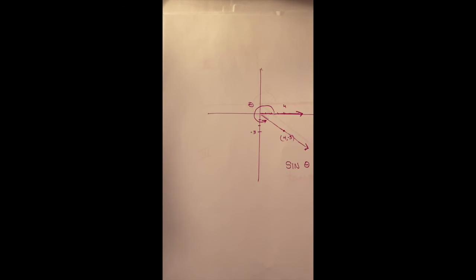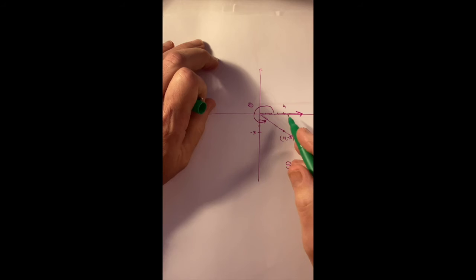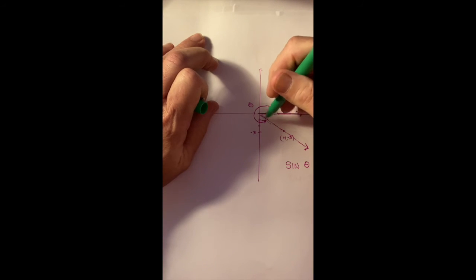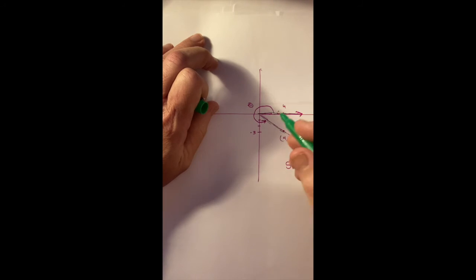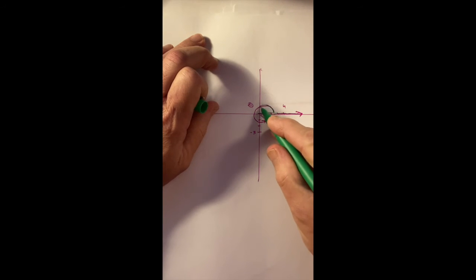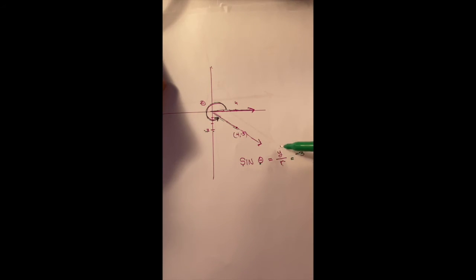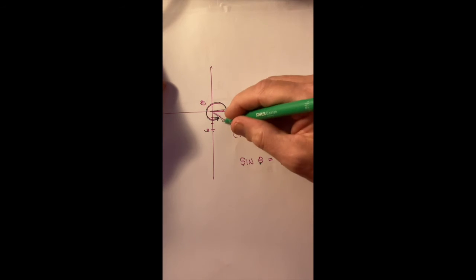The next one was this. You're told that you have an angle that's in standard position, and the terminal side goes through the point (4, -3). So that means you're dealing with this angle here, and you want to find the sine of theta, and we know that that's the y value over the r value. Well, we already know the y value is -3. So the question is, what's the r value? That's this length right here.